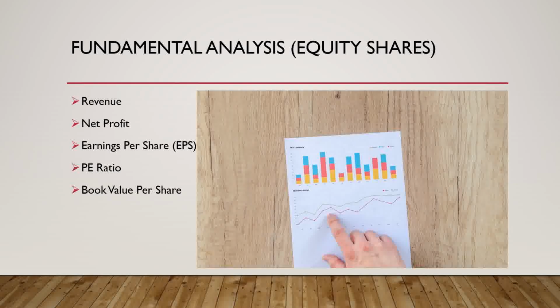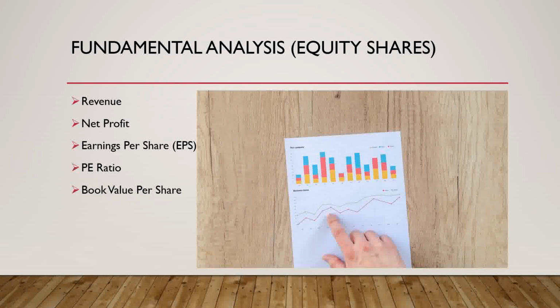Next parameter is earnings per share. In short, it is called as EPS. Earnings per share is calculated by dividing net profit by the number of outstanding equity shares. Higher the earnings per share, better the performance of the company.